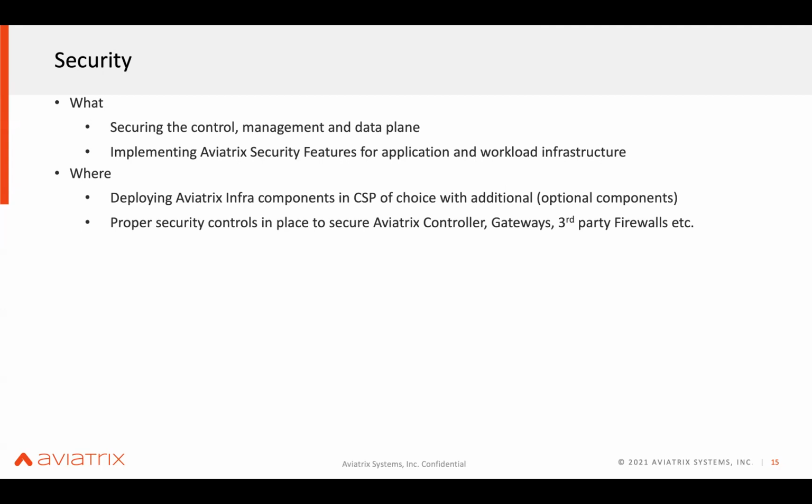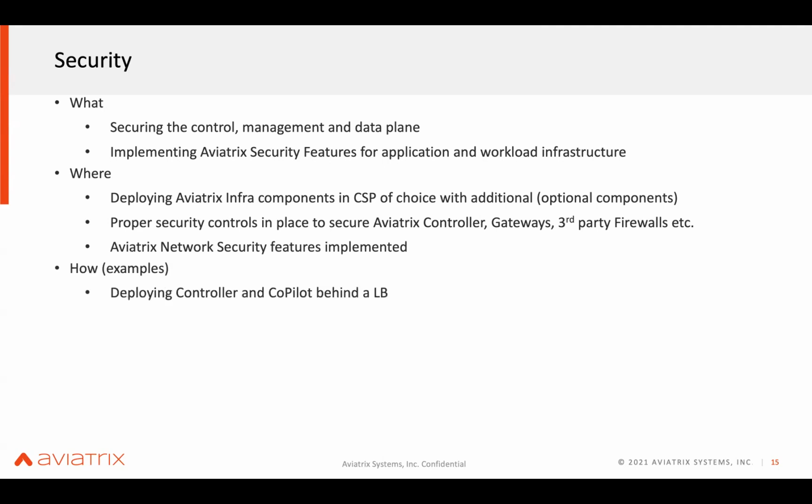Or is it going over the internet, or is it taking a private path from on-prem to the cloud via the transit, right? Those are the kind of things you want to think about when you're putting security controls around the Aviatrix infrastructure. Then thinking about the features to implement. All the features that are there are applicable.